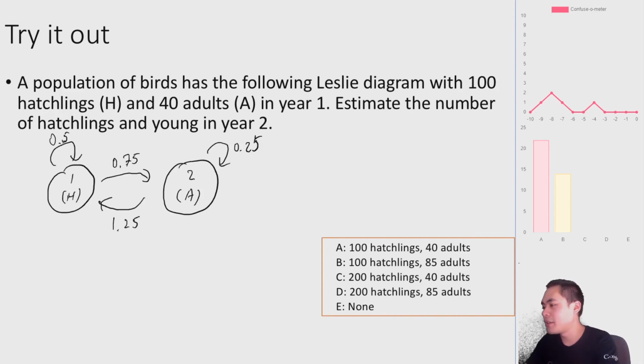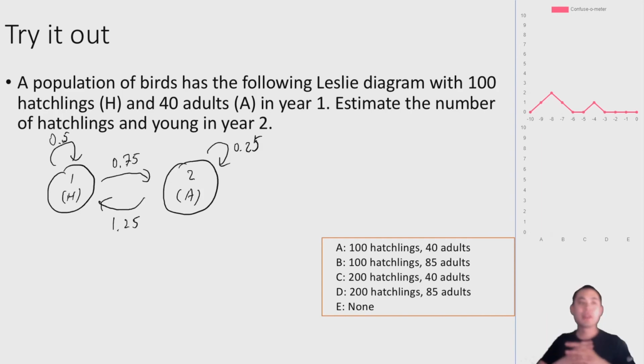And let me reset this. And so, which of these is the correct number of hatchlings and adults in the following year, in year 2? And so what you're going to have to do is take this Leslie diagram, turn it into a matrix, and then multiply the matrix by your population vector. And I'll give you guys a couple of minutes to do this.